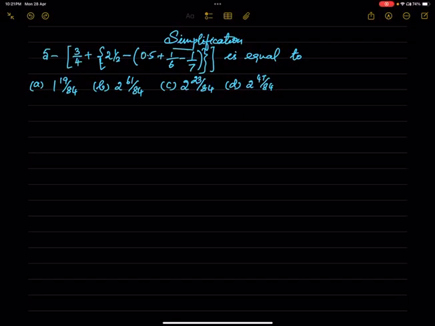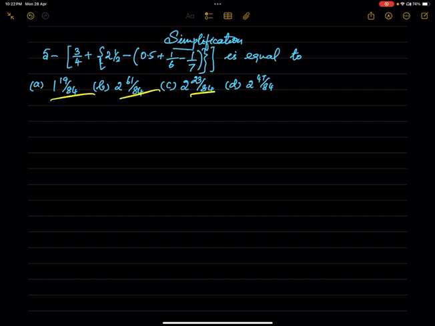Hi everyone. In today's class, I'll do one problem from the topic simplification. This is from the chapter arithmetic ability. In this problem, one expression is given. In this expression, addition is there, subtraction is there. Then decimal numbers are there. Then one bar bracket is there. So many operations are there in this expression. We have to solve this expression. Four options are also given for the answer.